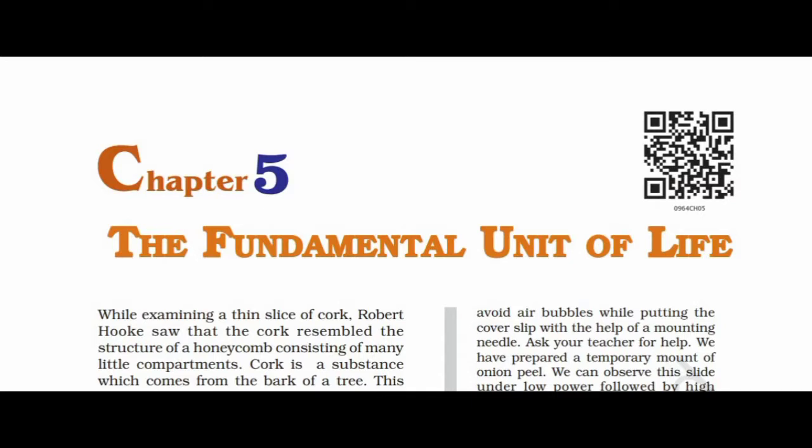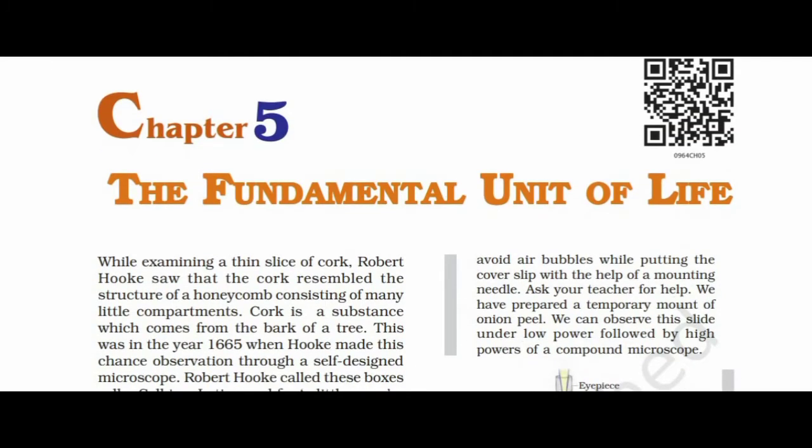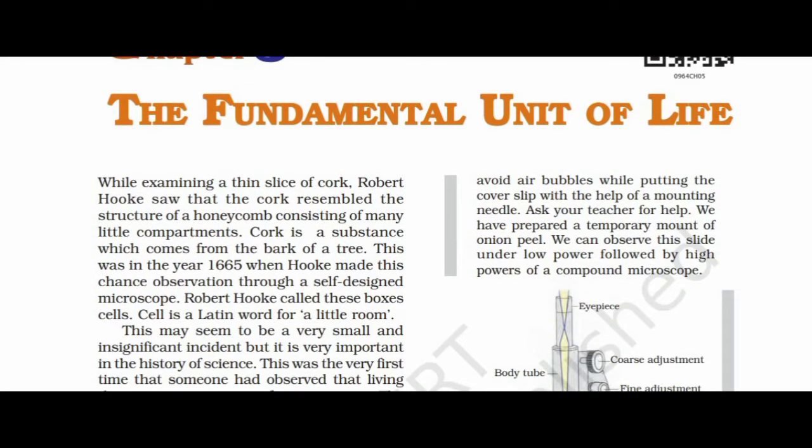Chapter 5: The Fundamental Unit of Life. While examining a thin slice of cork, Robert Hooke saw that the cork resembled the structure of a honeycomb consisting of many little compartments. Cork is a substance which comes from the bark of a tree. This was in the year 1665 when Hooke made this chance observation through a self-designed microscope. Robert Hooke called these boxes cells. Cell is a Latin word for a little room.